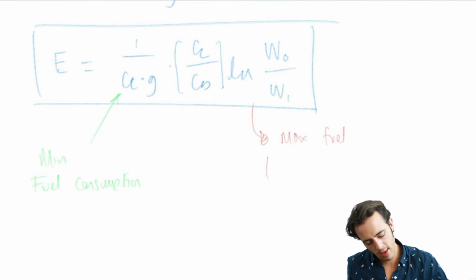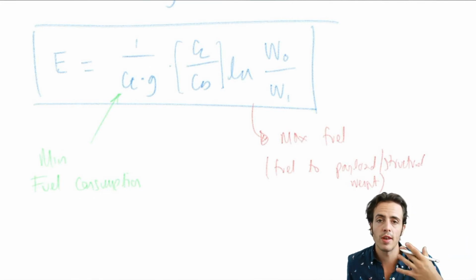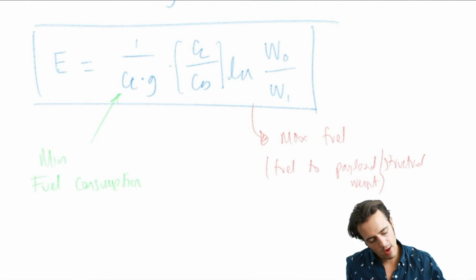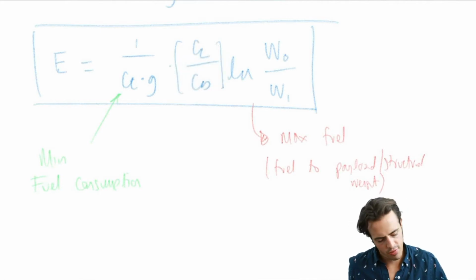And I'm putting in brackets here, fuel to payload, or structural weight. So this simply means that a lighter aircraft, in terms of the way that it's made, everything except for the fuel, will fly for a longer period of time. And then this parameter here in the middle is the most important one for us. I just highlighted that, let's make it blue.